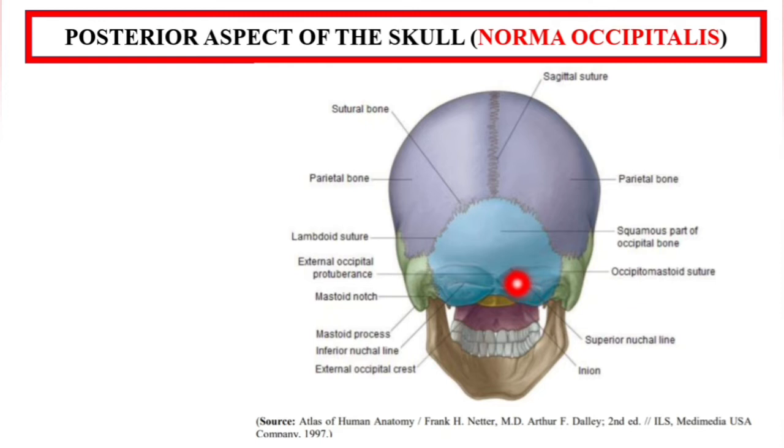The next thing I want to talk about are the sutures. This suture is called the sagittal suture, and on the sides here, it's called the lambdoid suture. Within the sutures, sometimes you find bones. They are called sutural bones. Within the sutures, you can find them as separate bones. Those are the most important things.